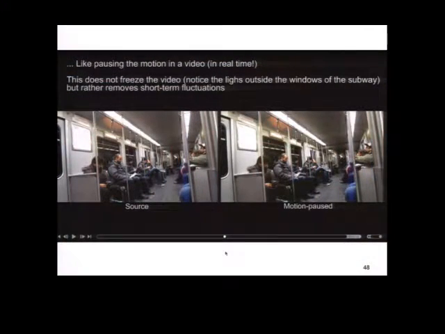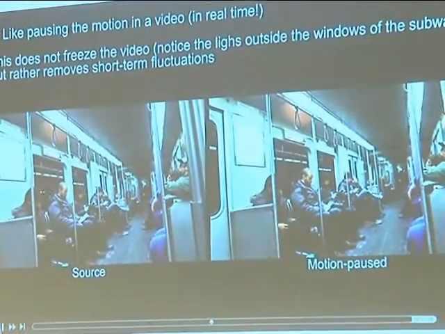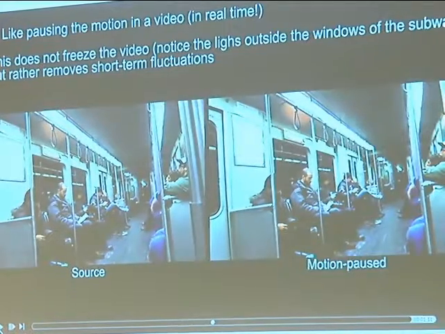Okay, so one thing we can do, which is fun, is motion stabilization or freeze frame. Now, I've actually frozen the video in this case, but that's not what I'm talking about. On the left is going to be the source video. On the right is what we call motion pause.